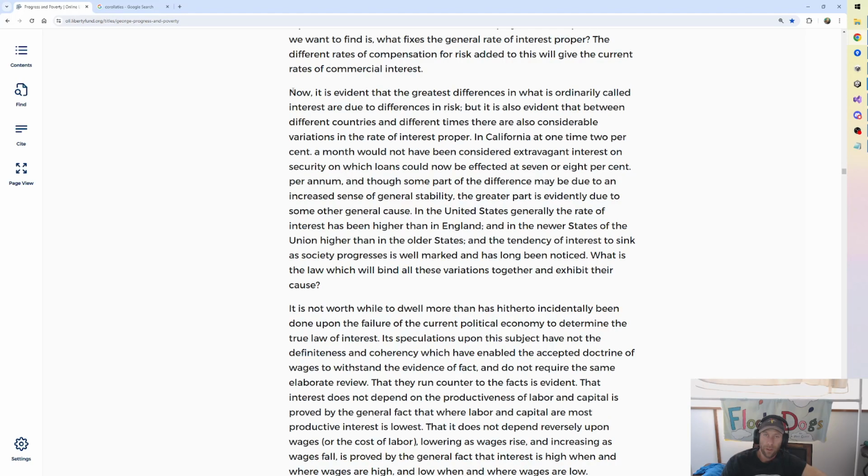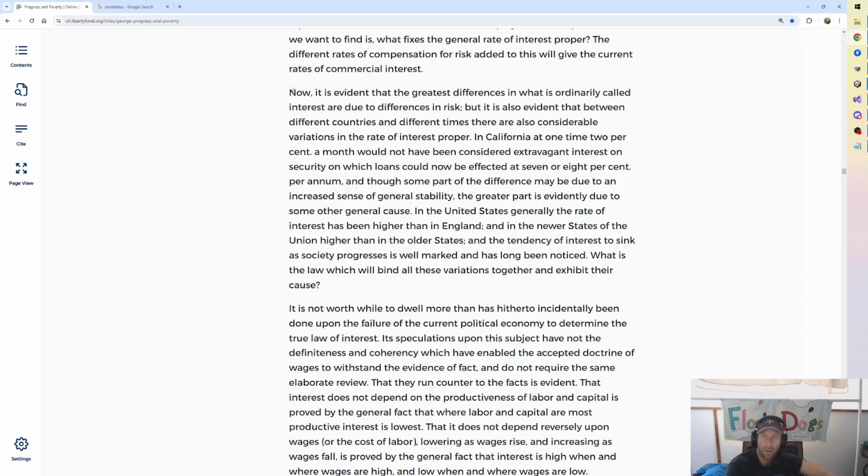Okay. Now, it is evident that the greatest differences in what is ordinarily called interest are due to differences in risk. But it is also evident that between different countries and different times, there are also considerable variations in the rate of interest proper. In California at one time, 2% a month would not have been considered extravagant interest on security on which loans could now be effected at 7 or 8% per annum.